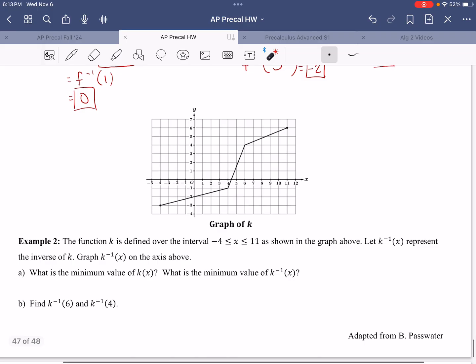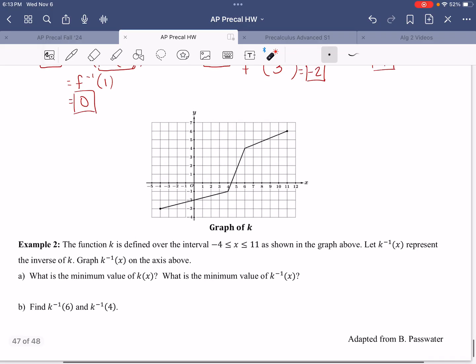Okay, let's look at a graphical example. Example 2 says the function k is defined over the interval from -4 to 11 as shown in the graph above. Let the inverse of k of x represent the inverse of k. We're going to graph it on the axis above. What is the minimum value, the maximum value? So let's go ahead and look at the graph.